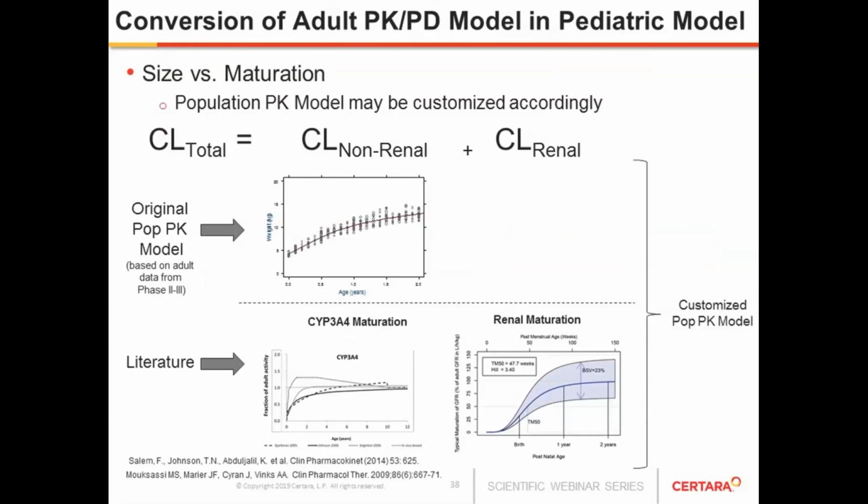And to summarize, population PK models are developed in adults, and these can be customized to provide information for pediatric studies and for simulations. So after taking size into account, organ maturation, so maturation of renal function and maturation of enzyme function, should be taken into account for patients less than 2 years of age. And now I'll pass it back to Justin for the take-home messages.